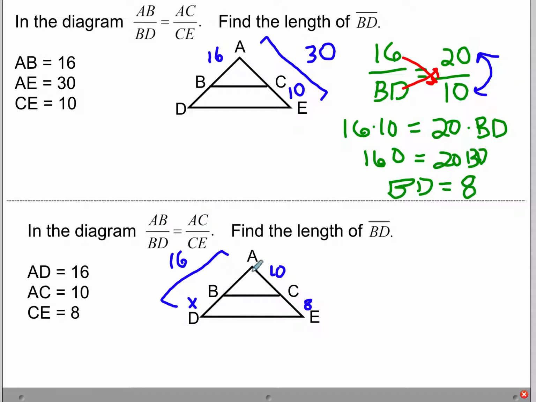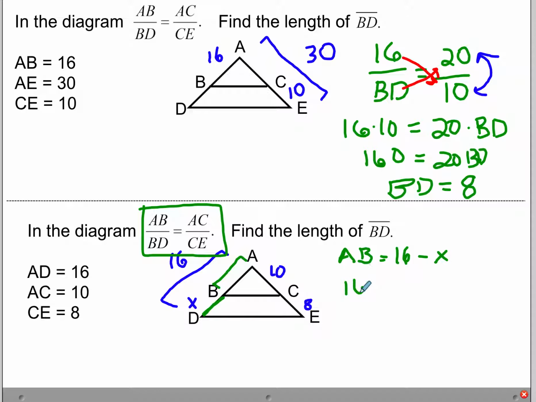So AB, if this is x and this whole side AD is 16, then AB would have to be 16 minus x. Here's what I'm saying. If the whole side AD is 16 and this little section is x, then if I take that whole side and I subtract out this little section, what will be left is that. So even though I don't know what AB is, I can represent it by 16 minus x. So if I can represent it by 16 minus x, then I can write this proportion and maybe solve.